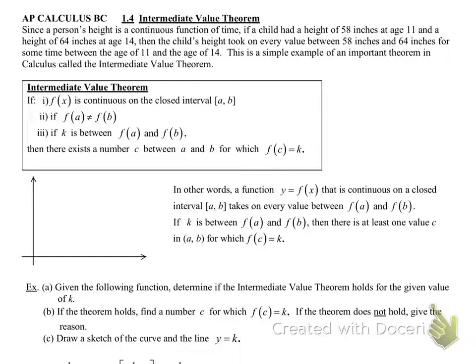So, the intermediate value theorem states that if the function f is continuous on a closed interval from a to b, and those two endpoints have y values that are not the same, and there is some y value k between those aforementioned y values, then there exists some x value c between a and b, for which f of c equals k.